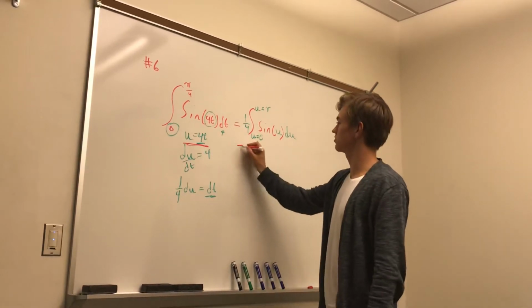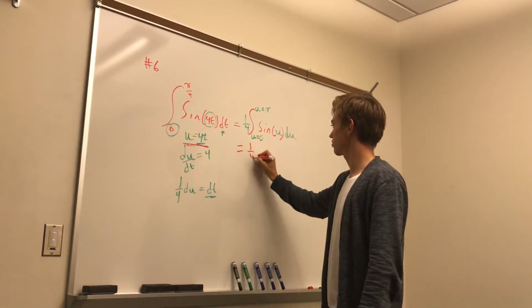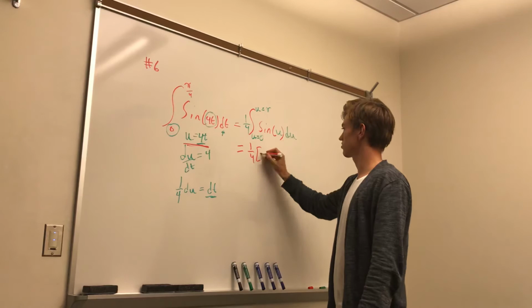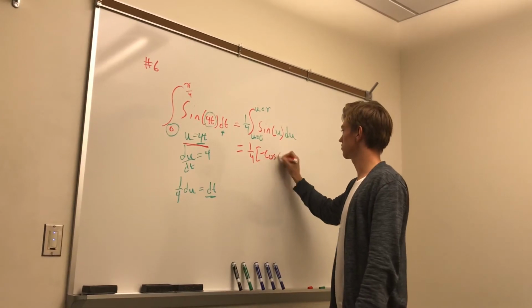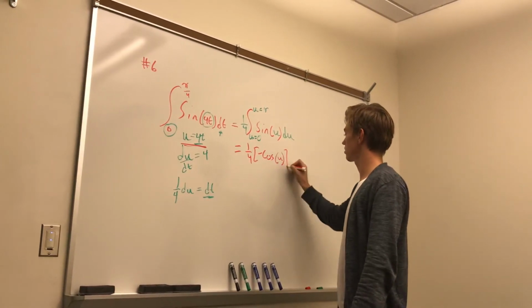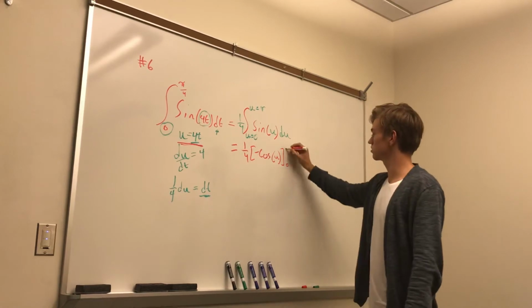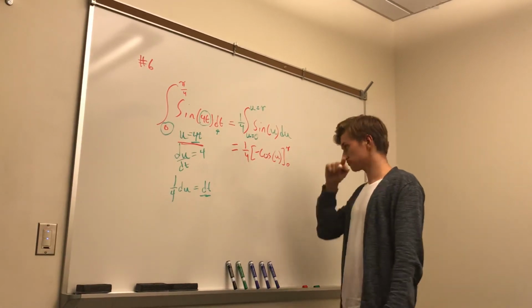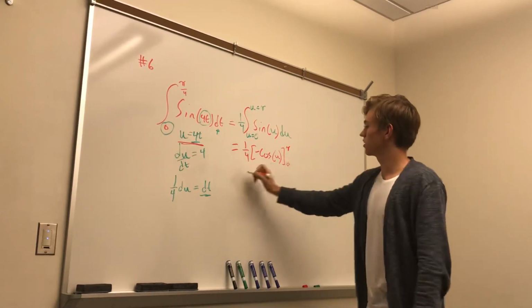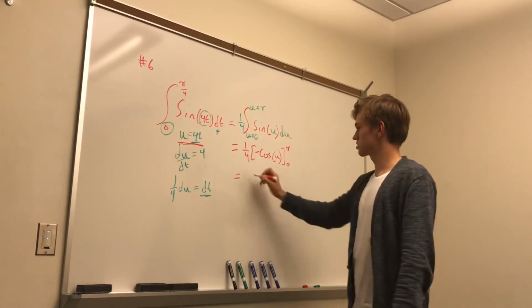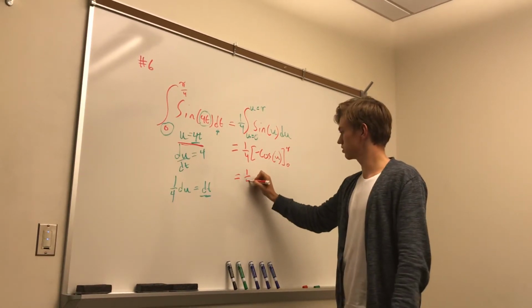So the next step is to integrate. We get 1/4 times the antiderivative, which is negative cosine of u, and then our limits, 0 and pi. We can do the next step, which is simple calculus 1 level.